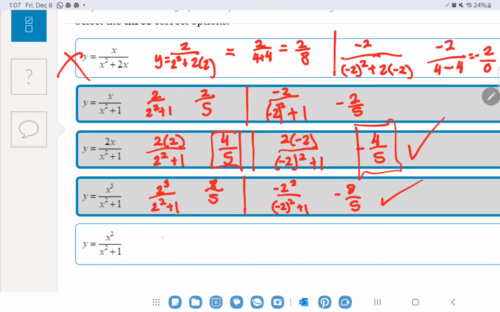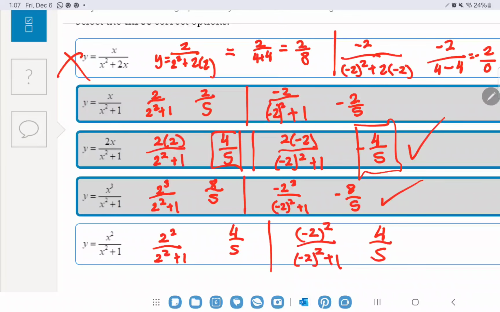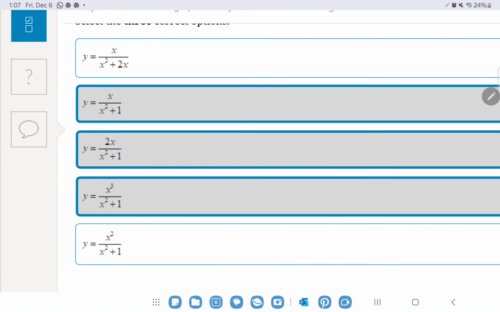Now let's try the last one. 2 squared over 2 squared plus 1 is 4 over 5. Is it the same but opposite sign as negative 2 squared over negative 2 squared plus 1? This is 4 over 5. Since you have the same answer here twice, this is an even function, not odd. Here they want symmetric about the origin, meaning odd. Now, that's how you solve this question.